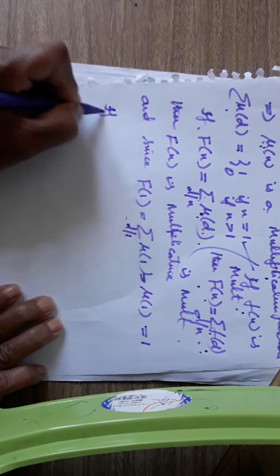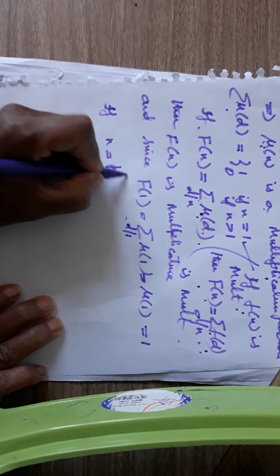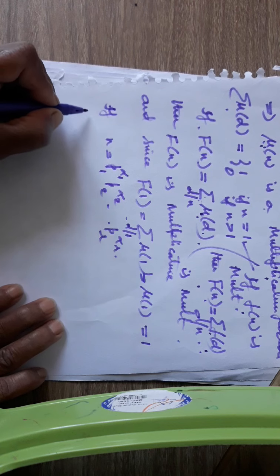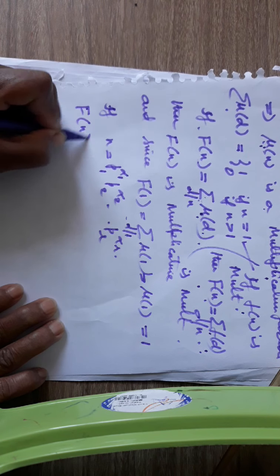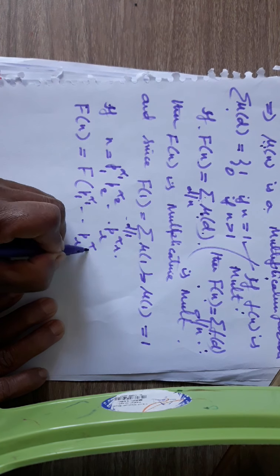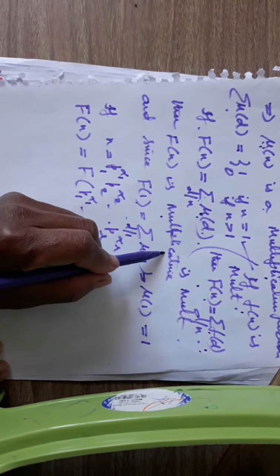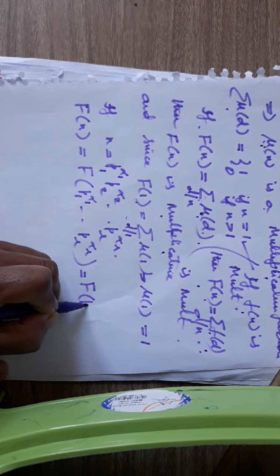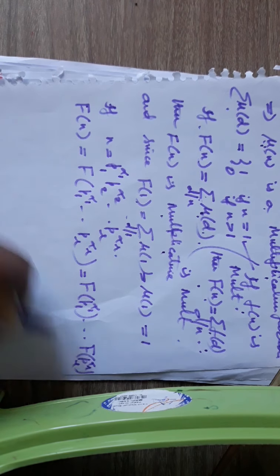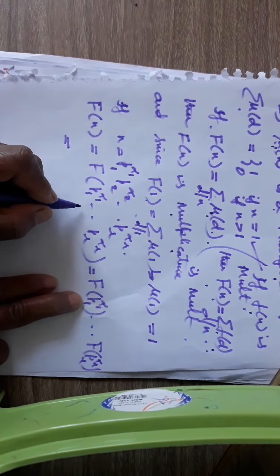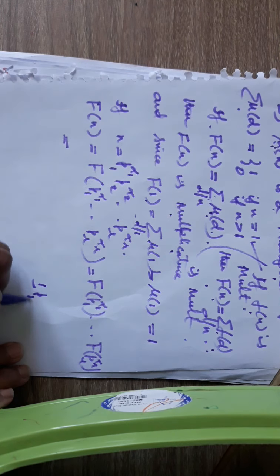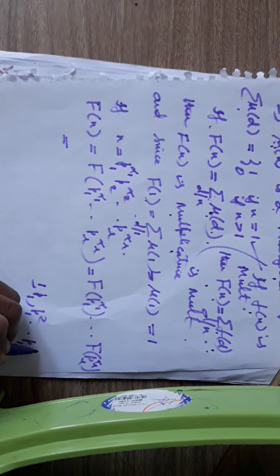Now if n is a product of r distinct prime powers, p1 to the power alpha 1, p2 to the power alpha 2, up to pr to the power alpha r, then what is capital F of n? Capital F of n is equal to F of p1 to the power alpha 1 up to pr to the power alpha r, and since F is a multiplicative function, this can be expressed as F of p1 to the power alpha 1 up to F of pr to the power alpha r. And what is F of p1 to the power alpha 1? What are the divisors of p1 to the power alpha 1? They are 1, p1, p1 square, up to p1 to the power alpha 1.